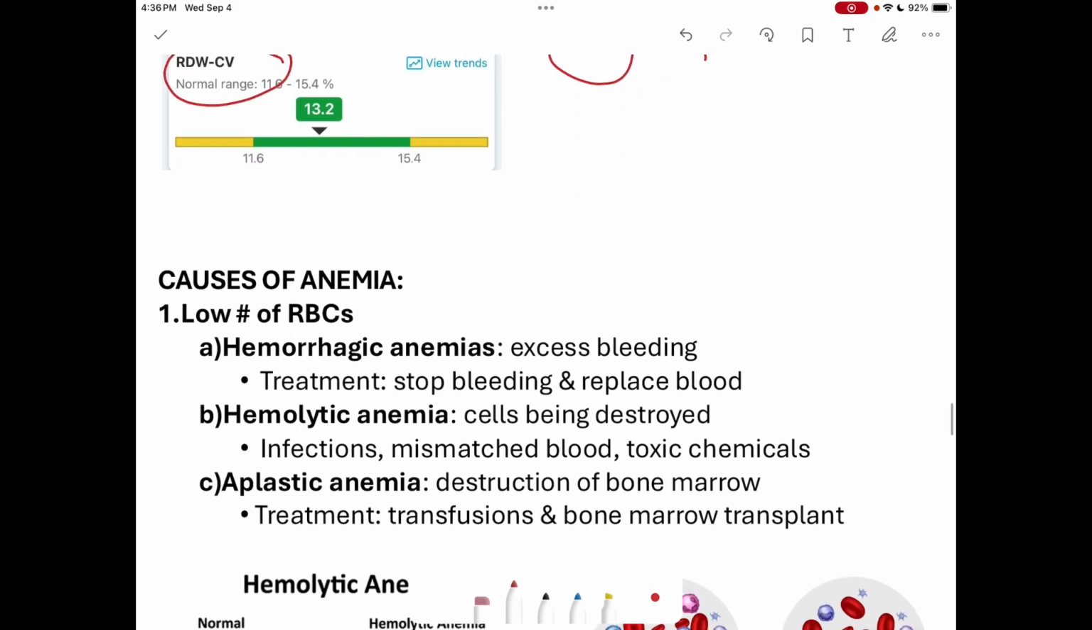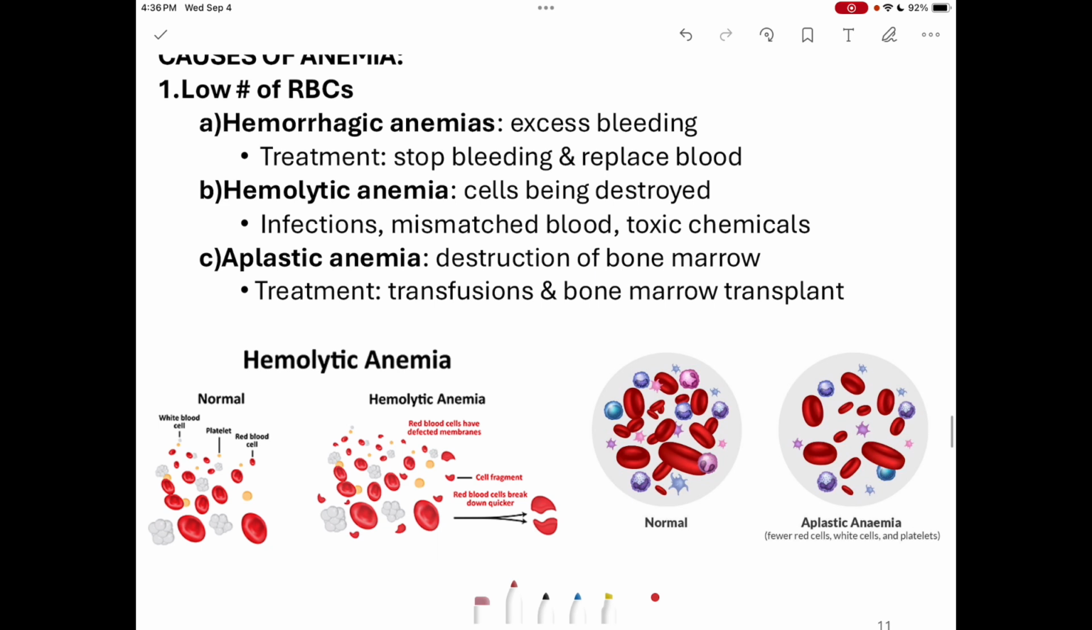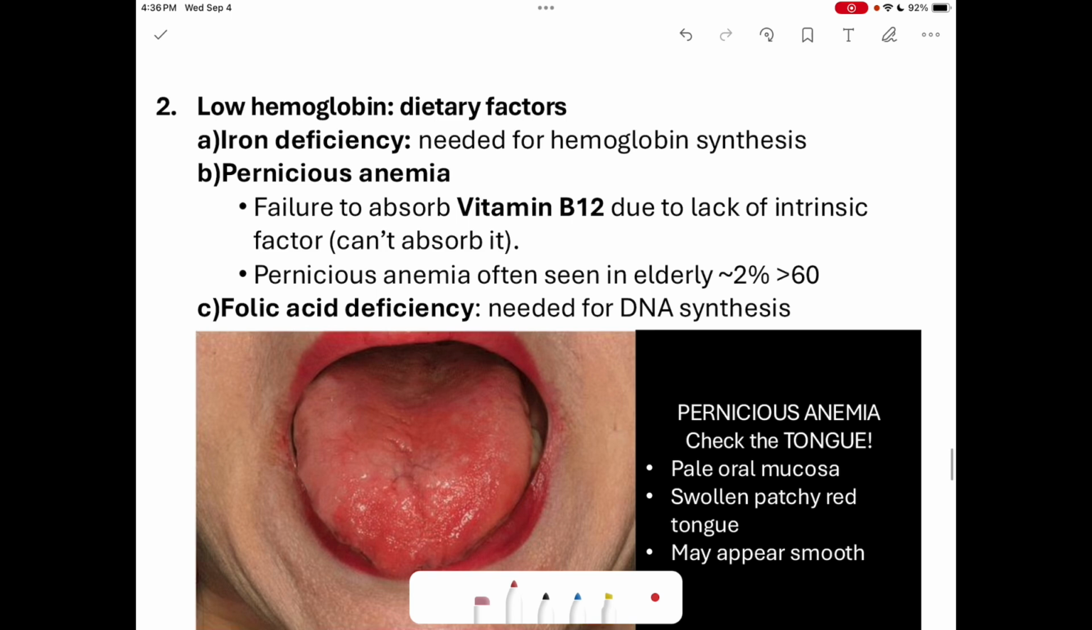So let's look at some causes of anemia real quick. So we know if somebody has low red blood cells, they could just be losing them, right? They could be bleeding. They could have hemolytic anemia. So let's say they have mismatched blood. That just means they're making red blood cells, but they're lysing. Or they could have something called aplastic anemia, and that is when there's a damage to the bone marrow. But that would kind of show up in the low red blood cells.